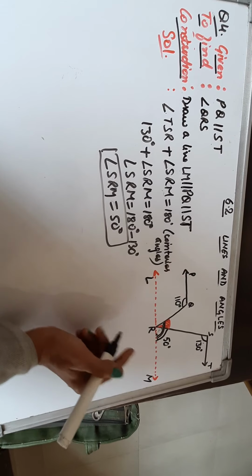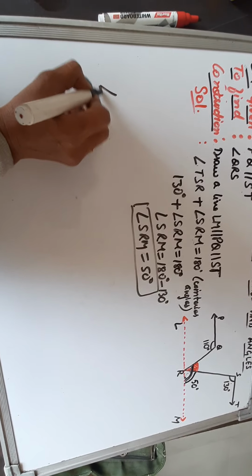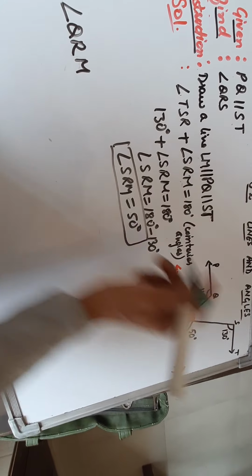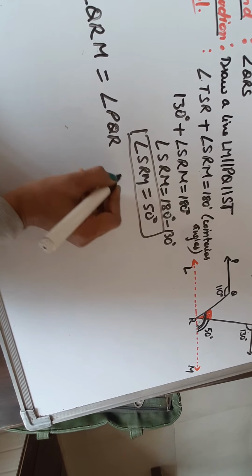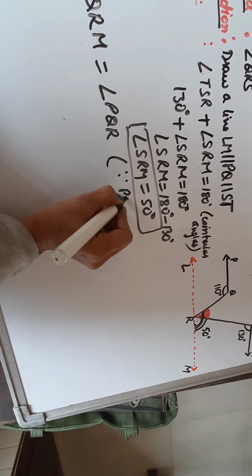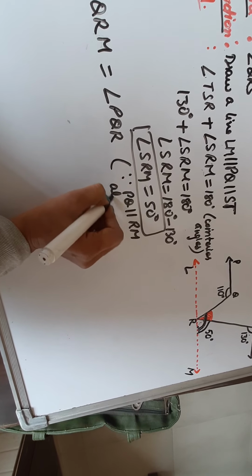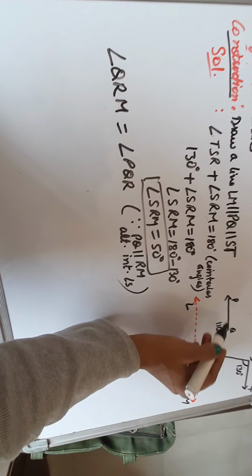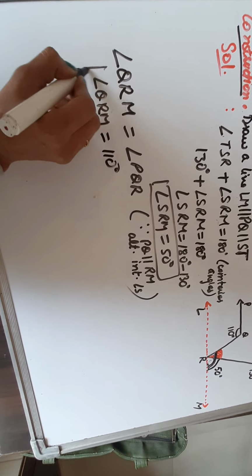We've got this angle. Now let us find angle QRM, which is equal to angle PQR. This complete angle QRM is equal to angle PQR, because line PQ is parallel to line RM, alternate interior angles. Angle PQR is given to us as 110 degrees. So from here we'll get angle QRM as 110 degrees.